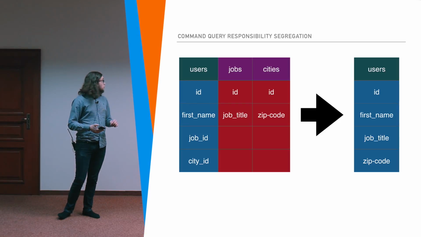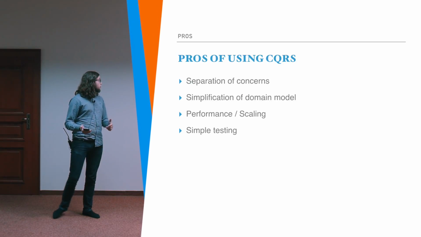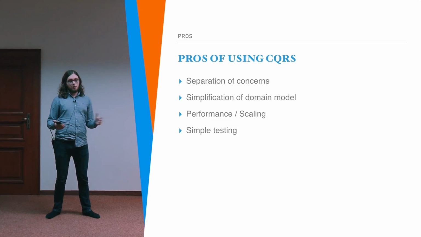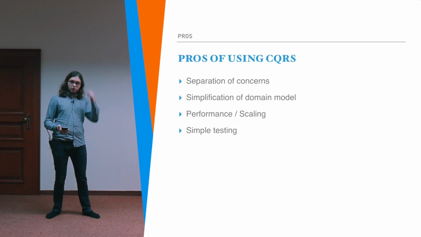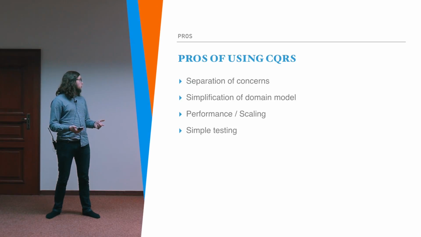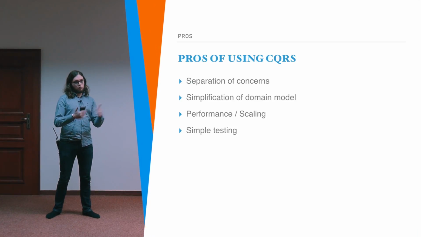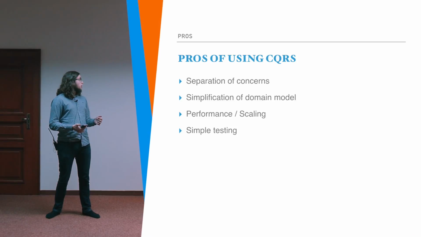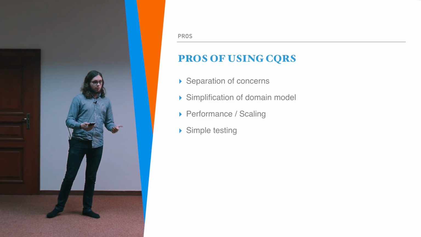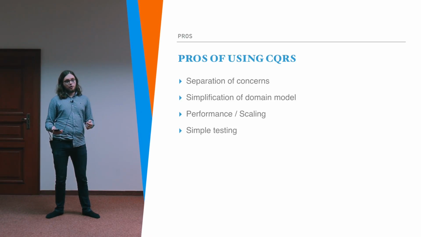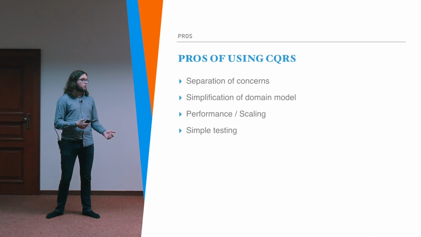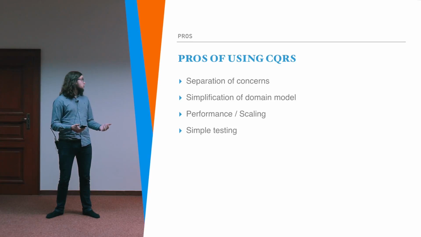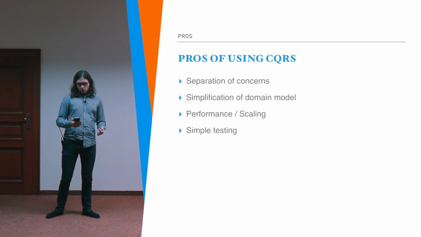Okay, so what are the pros of using CQRS? You have separation of concerns and simplification of your domain model. So it's quite obvious because you are splitting everything. And you have many more ways to scale your application to increase performance. And your tests should be simple because you have simplification and separation of concerns.